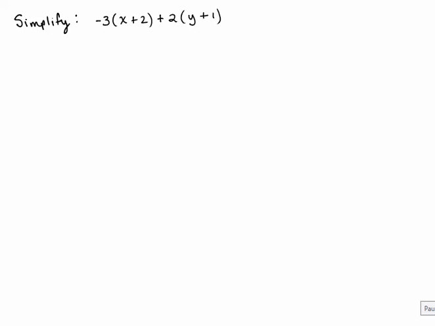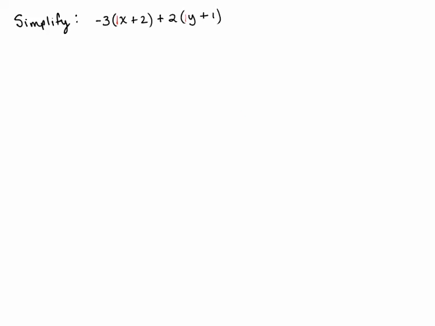The instructions on this problem say to simplify. We've got an algebraic expression, -3 times the quantity x plus 2 plus 2 times the quantity y plus 1. First thing I'm going to do is put coefficients on these variables inside the parentheses.